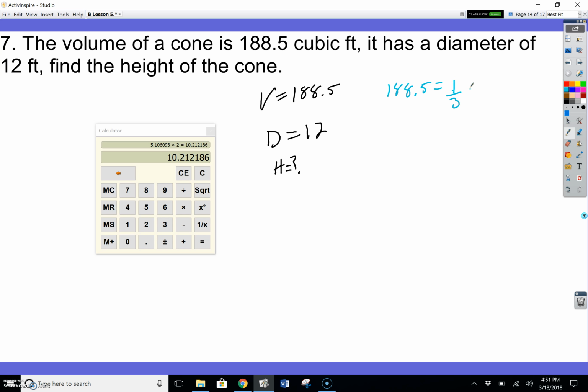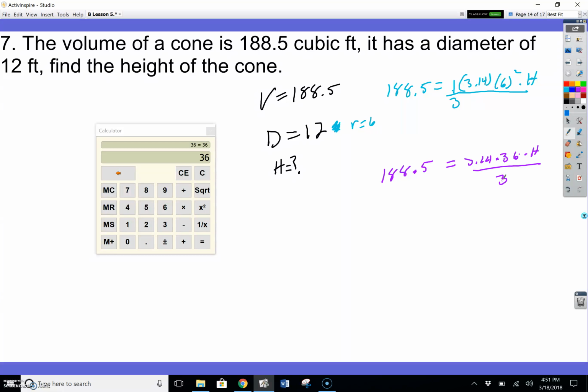1/3 pi, which we're going to use as 3.14, r. Now, it doesn't give me the r, it gives me the diameter. Therefore, the radius is going to equal 6. So we're going to have 6 to the second power times the height, which we don't know at the moment. I'm going to give myself a little more space by writing it just below here. I'm going to have 188.5 is equal to 6 times 6 is 36, so 3.14 times 36 times the height all over 3.